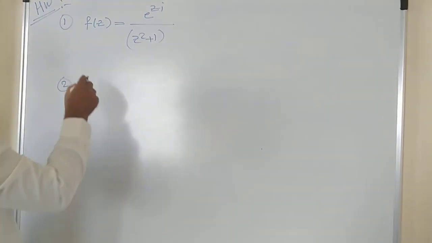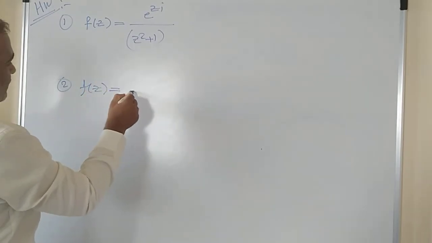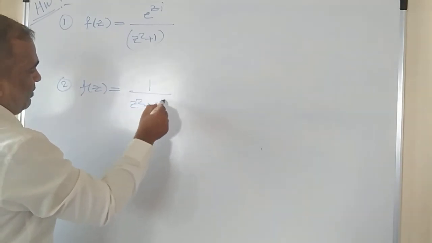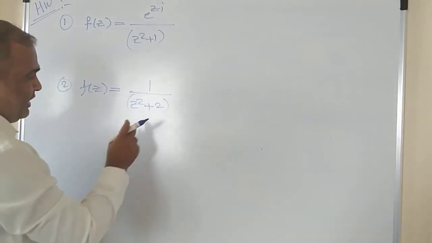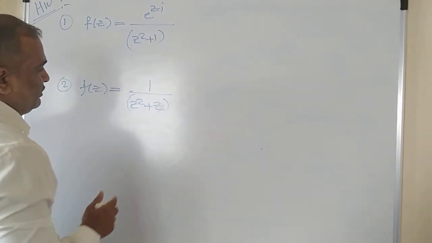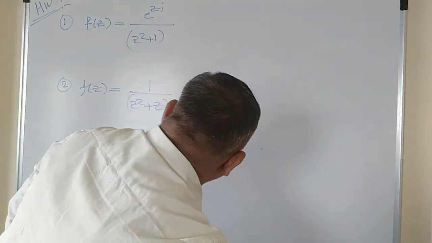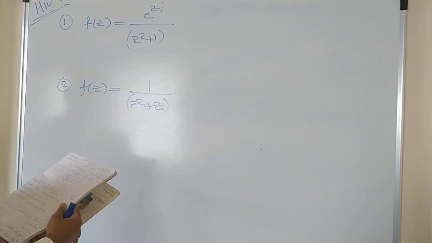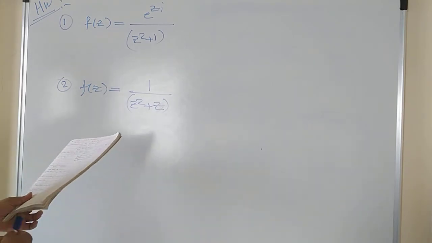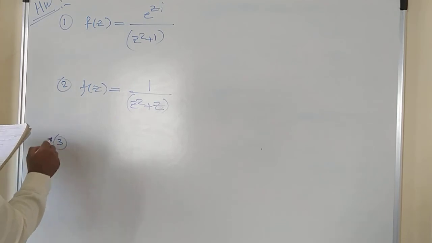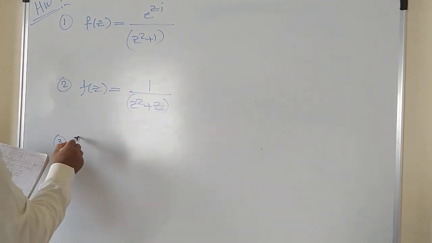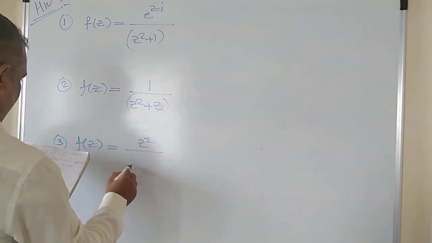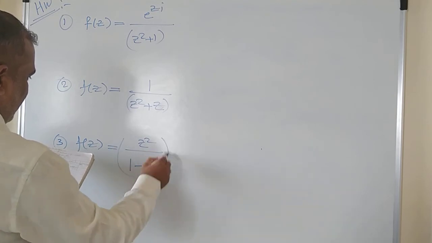and the second is f of z equals 1 upon z square plus 2, z square plus z, not 1, sorry, z square plus z, right? Yes, z square plus z. The third is f of z equals z square upon 1 minus z raised to power 4.